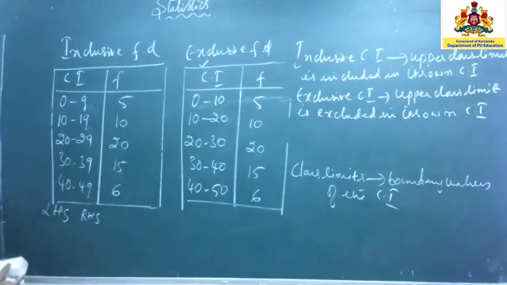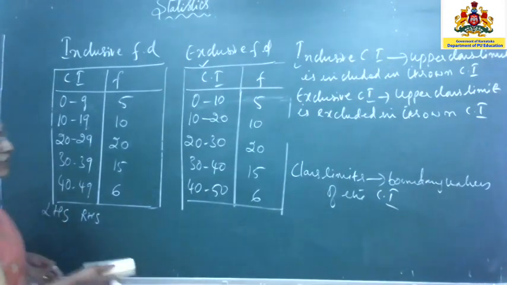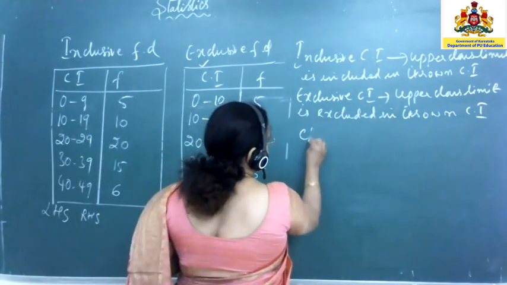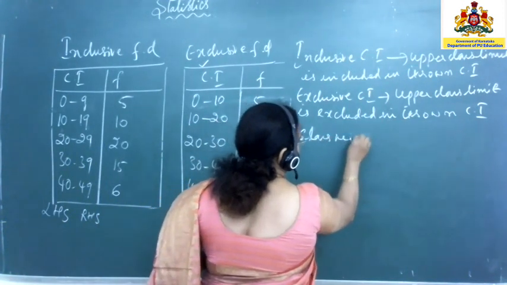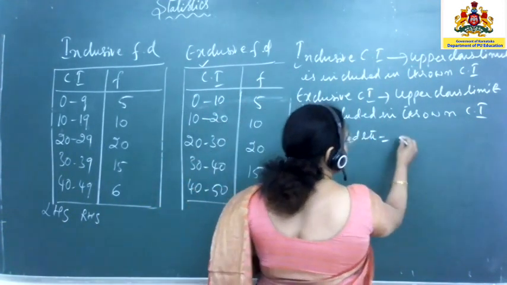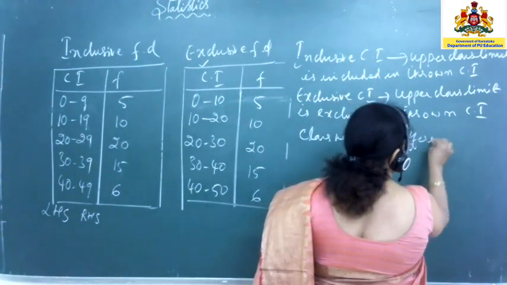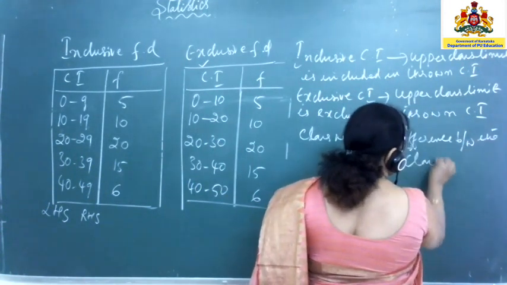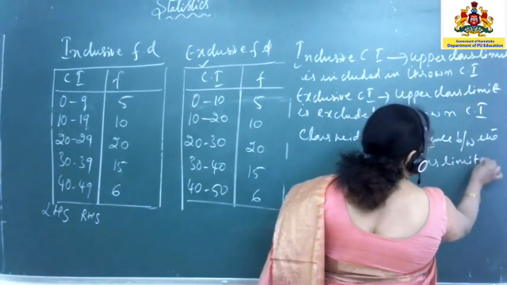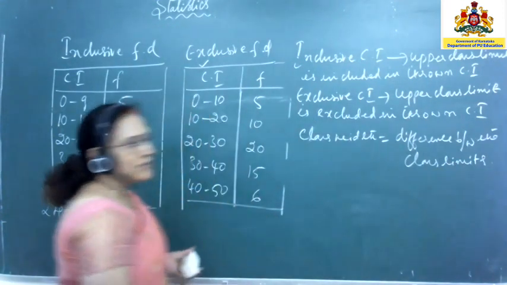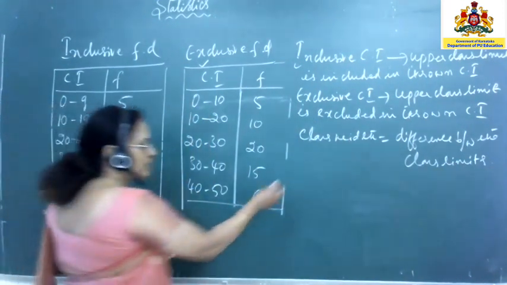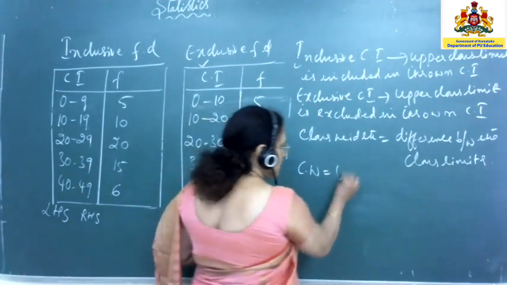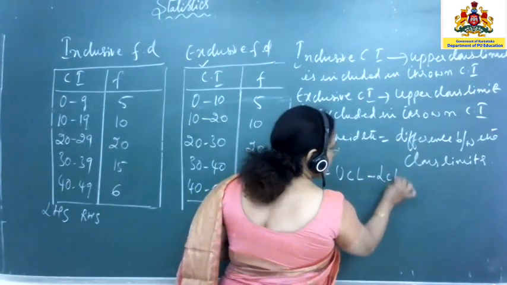Okay. Now, next one, we have what is called class width. Class width refers to the difference between the class limits. So it is the difference between the class limits. Always the upper limit will be more than the lower limit. Therefore class width, CW, not class work, okay, CW, class width, is denoted like this: UCL minus LCL.